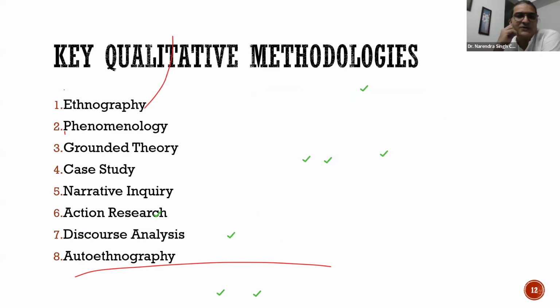Now, these are the key qualitative methodologies that we largely use. The ethnography, I've told you. Phenomenology, I've told you. Grounded theory, I've told you. Case study, I have discussed. Narrative inquiry has been there. Action research has been there. Discourse analysis. Now, there are a lot of tweets available on various platforms, right? For example, on X, some minister has put some comment, and then people write a lot of things about it. Or, for example, there is a speaker who has talked about certain things.